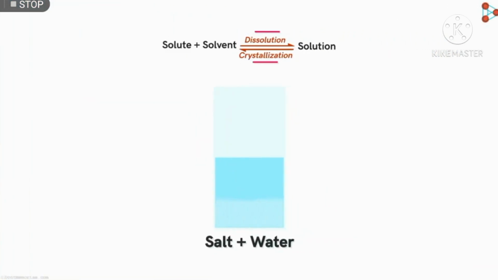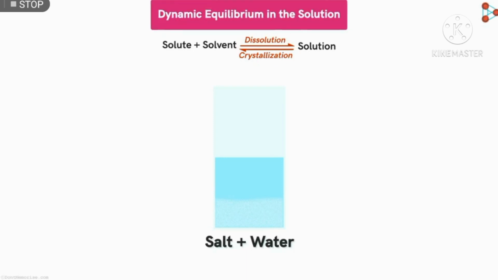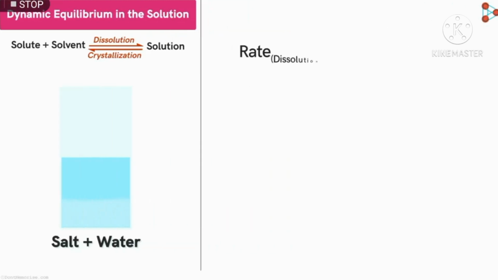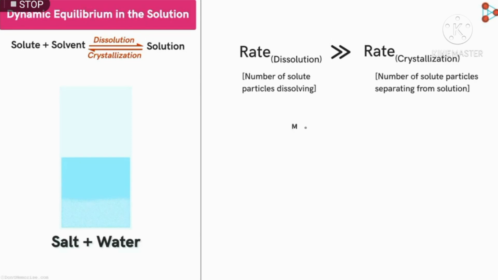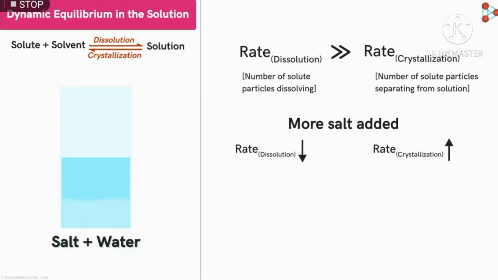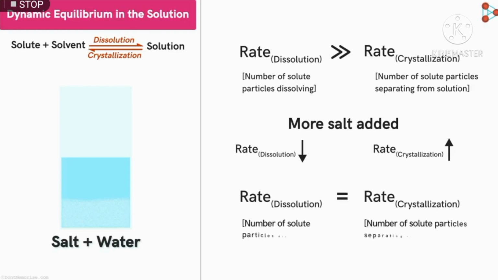Therefore, in a solution there are two processes taking place simultaneously. One is dissolution and the other is crystallization. These two processes together give rise to a dynamic equilibrium in the solution. Initially, the rate of dissolution is much larger than the rate of crystallization. This means there are more solute particles mixing with the solvent than separating out. But as we add more salt to the solution, the rate of dissolution slows down and the rate of crystallization increases. A point is reached when the two rates are equal.